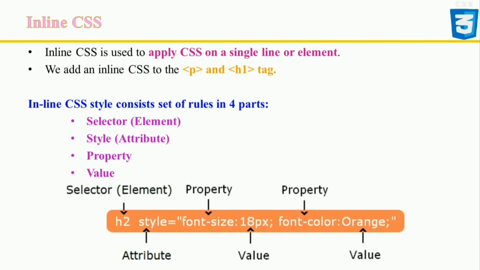Inline CSS is used to style a specific HTML element. For this CSS style, you'll only need to add a style attribute to each HTML tag. Inline CSS style consists of a set of rules in four parts: selector, style, property, and value. Selector is normally an HTML element where you want to assign the CSS style, and style is an attribute to assign CSS property and set a suitable value.